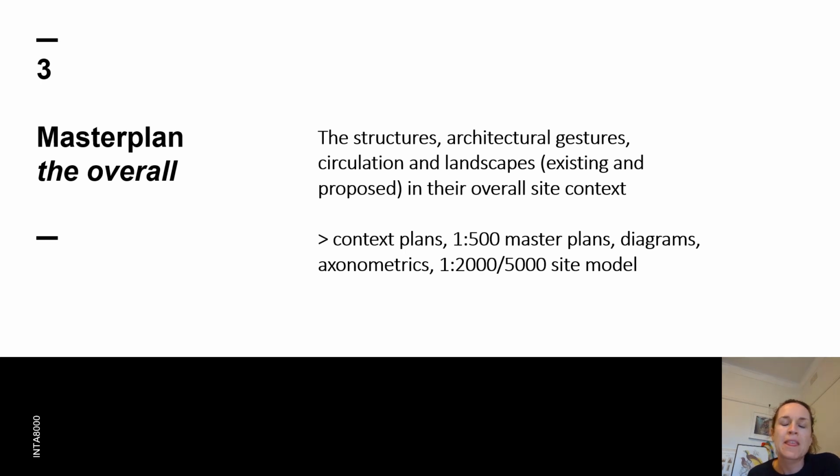Some suggestions for how you can communicate this are context plans, master plans as diagrams, axonometrics that look at the site as a whole and potentially explode the key parts of that site, a site model. The course outline does say a 1 to 200 site model. This might be used to show the architectural gesture. You might be looking at a 1 to 2,000 or a 1 to 5,000 site model, so that could be quite small, almost A4 sized or smaller, to show the key parts of the scheme.